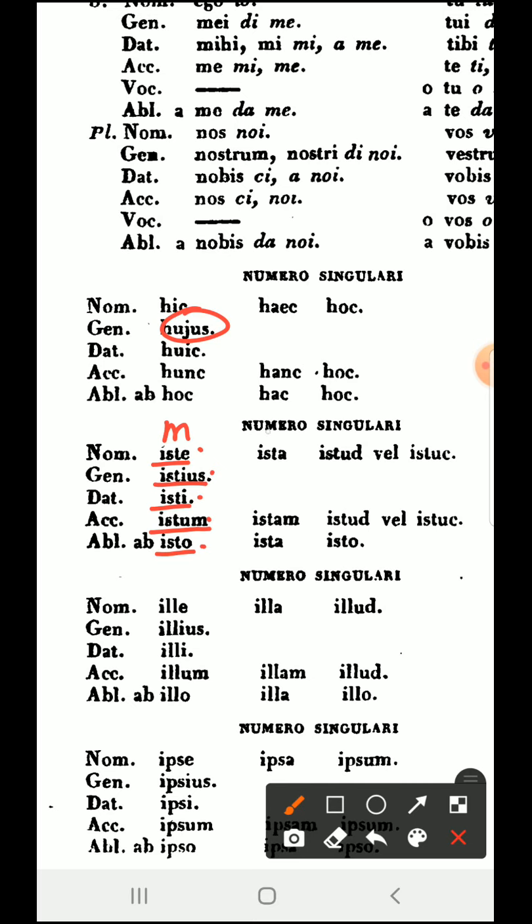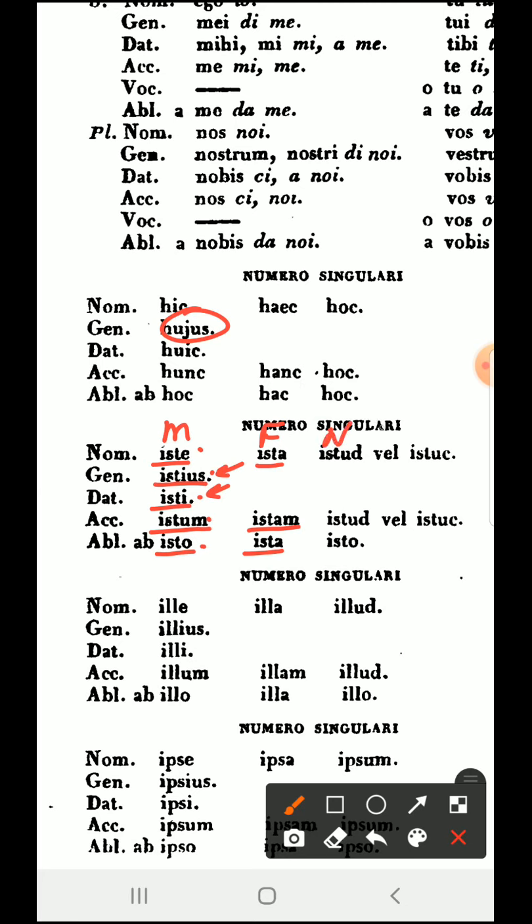The feminine, we see ista in the singular nominative, and then we go over to istius for the genitive and isti for the dative, then istam for the accusative, and ista for the ablative. Ista, istius, isti, istam, ista.